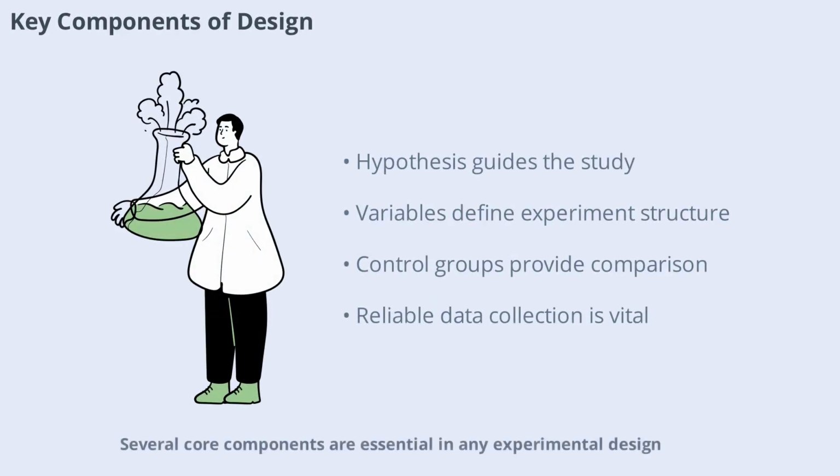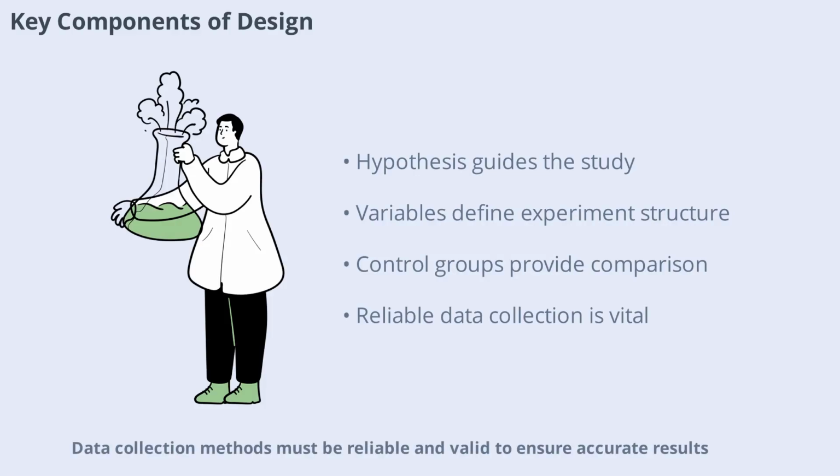Several core components are essential in any experimental design. These include the hypothesis, variables, control groups, and methods for data collection. The hypothesis is a testable statement predicting the outcome. Variables are classified as independent, dependent, or controlled, each playing a specific role in the experiment. Control groups serve as a baseline for comparison, helping to isolate the effect of the independent variable. Data collection methods must be reliable and valid to ensure accurate results. Let's break down each of these elements in more detail.